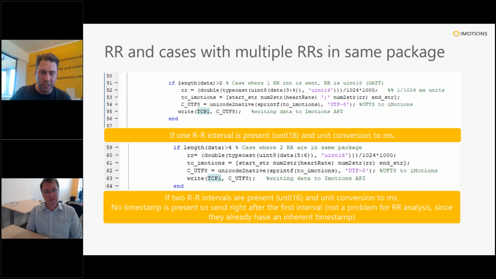Since the device is only sending at 1 Hertz, if I have a heart rate that's slightly above that, I'll actually get more RR intervals in the same packets. So here I'm setting up a check for that. If I receive more than 4 points of data, then I make sure to send the second RR interval again right after the first one.